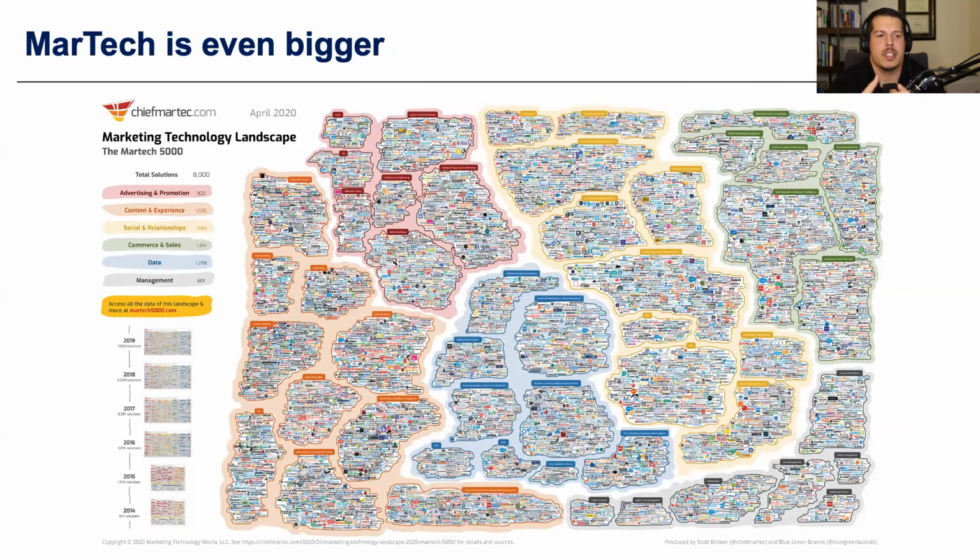So as you can see here, there are different clusters, different areas. For example, in the advertising and promotion space, you have all these service providers. That doesn't mean that everyone here is AI enabled, but a lot of these pieces also have AI components with it. And that's why it's important to know what AI is, what it does, and how to apply it.